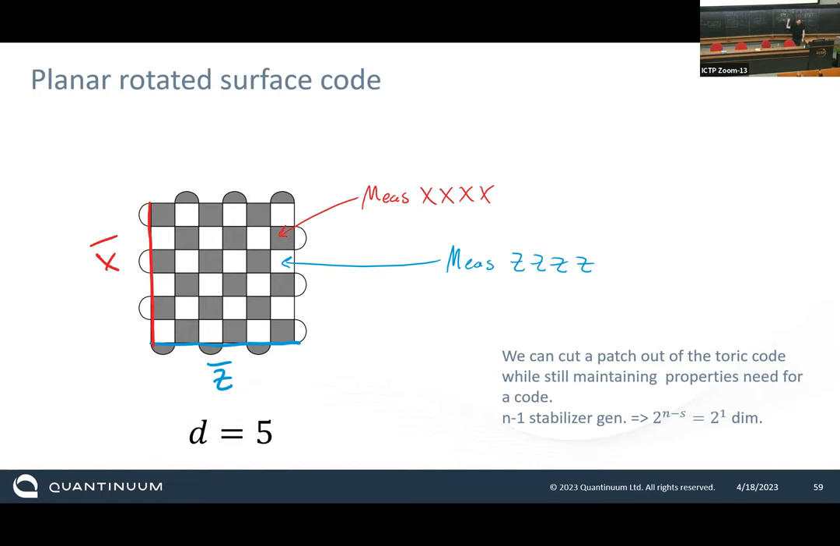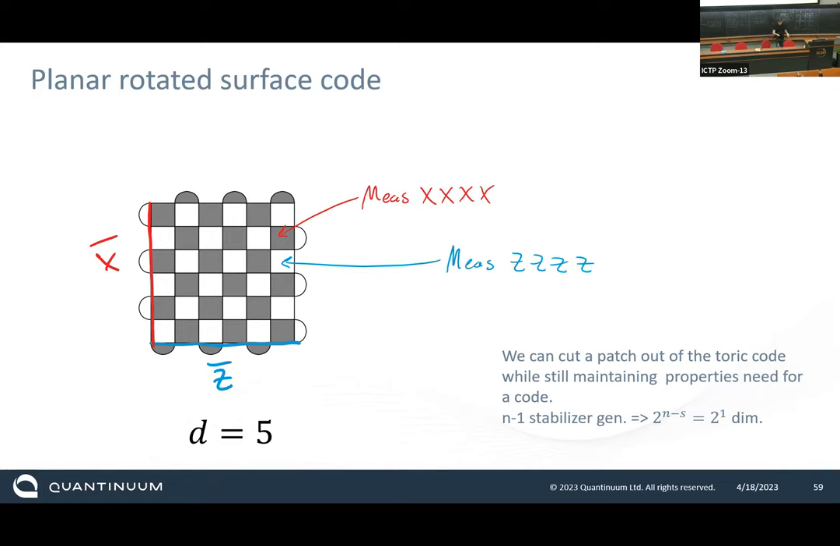In particular, this is often known as the rotated planar surface code because the first version of it had more checks and you can slice it in a different way and whatnot, but it's not important. This one is a [[9,1,3]] code. So it has one logical qubit, unlike the torus that has two.